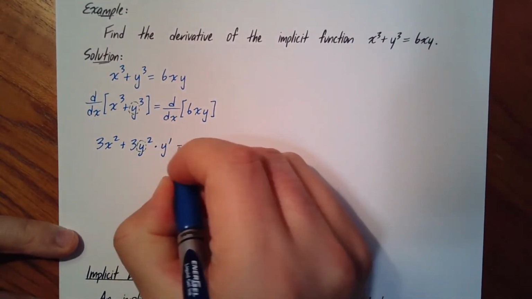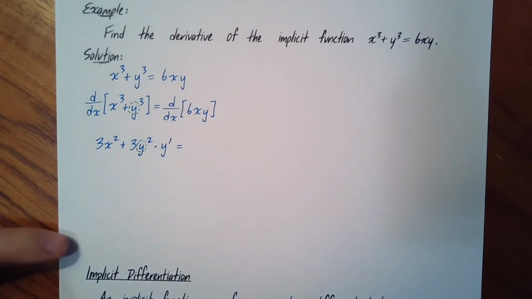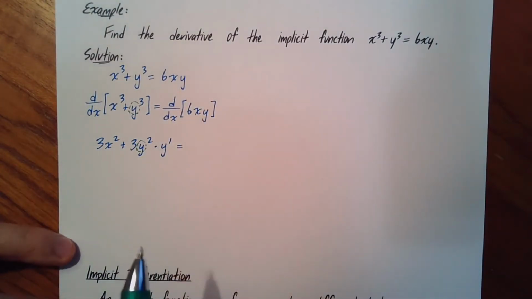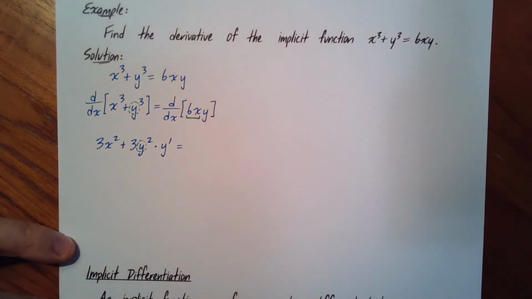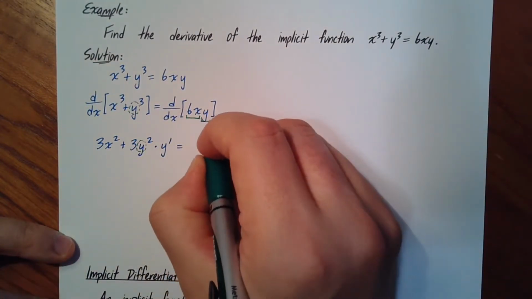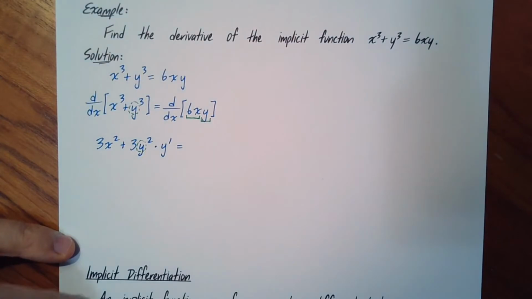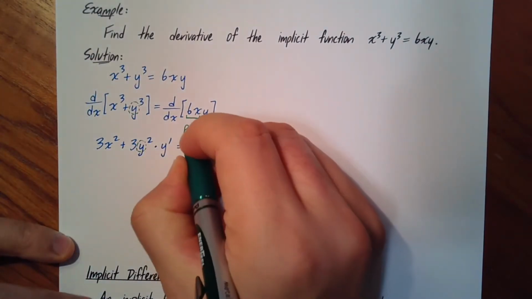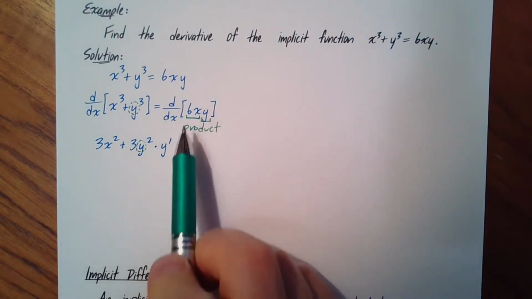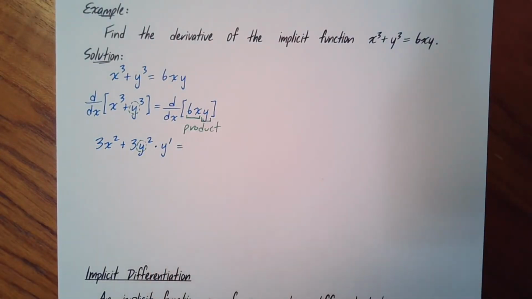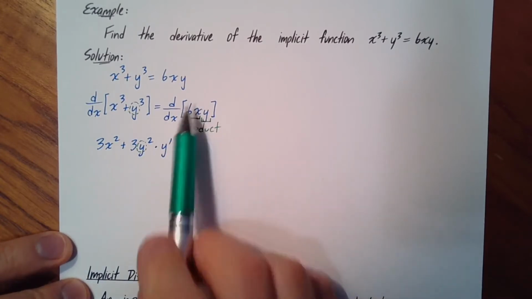Now, the right-hand side, well, what do we have? We have 6 times x times y. It might be useful to think of this as a product, because that's really what it is. It's a product of two factors. Pardon me, not x and y, the product of 6x and y. Those are the two factors. If you multiply 6x and y, you get what's exactly inside the square bracket.